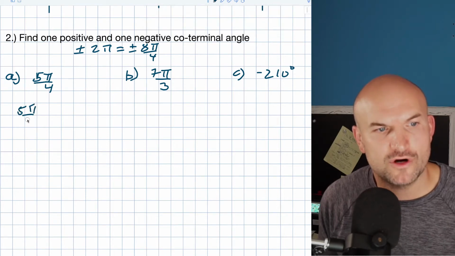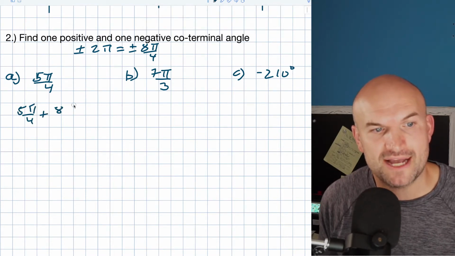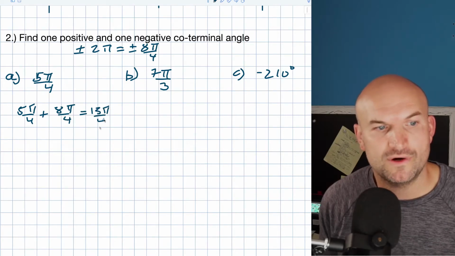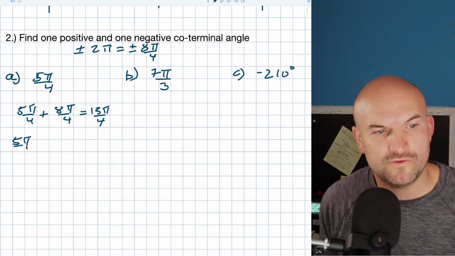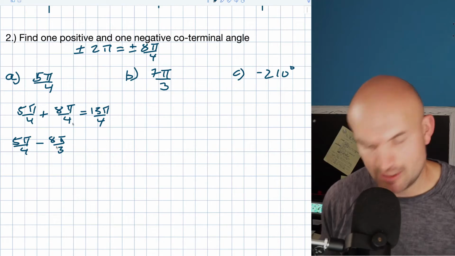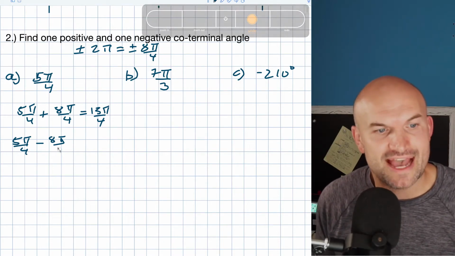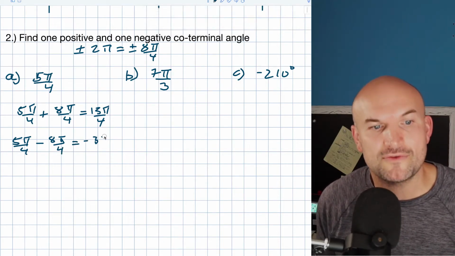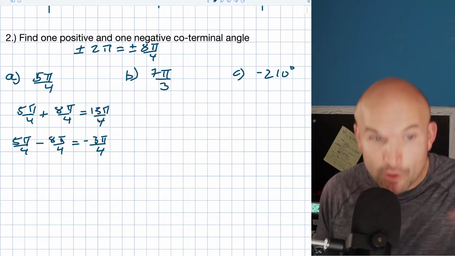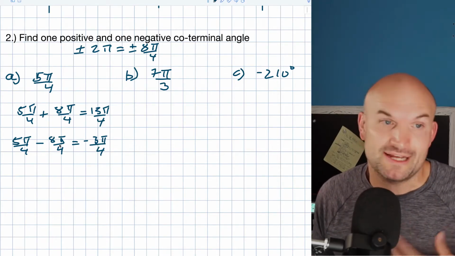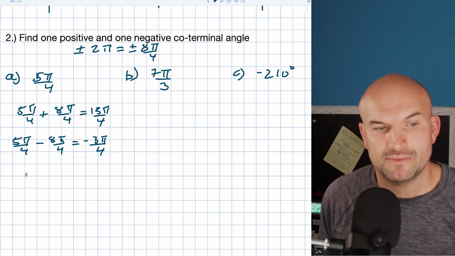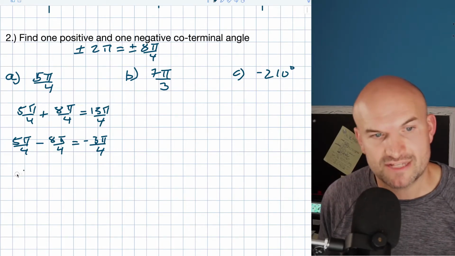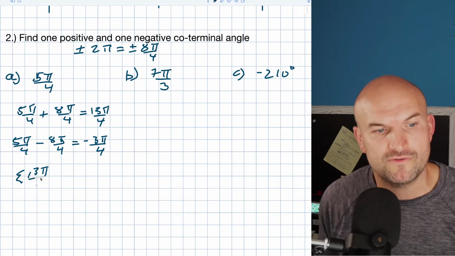So 5 pi over 4 plus 8 pi over 4, that's going to give me 13 pi over 4. And when I take 5 pi over 4 minus 8 pi over 4, that is now going to give me negative 3 pi over 4. So those are going to be my smallest two coterminal angles. Notice how one is positive and one is negative. So 13 pi over 4 and negative 3 pi over 4.